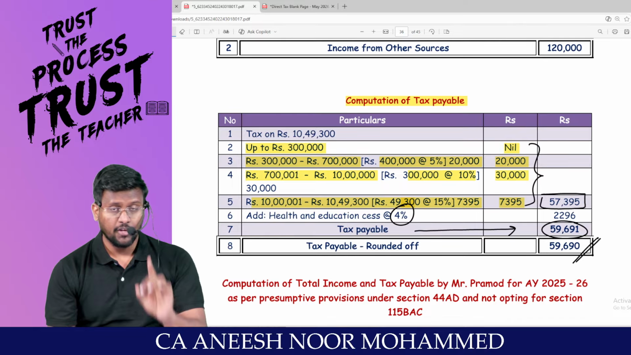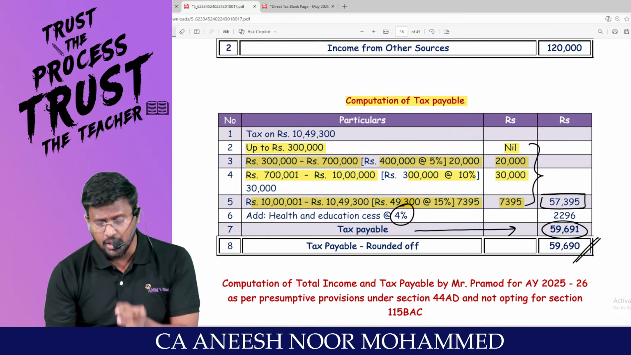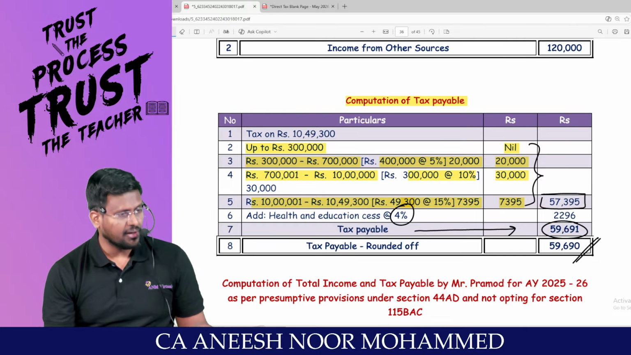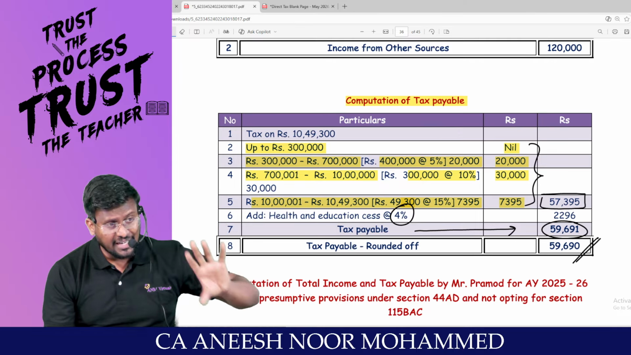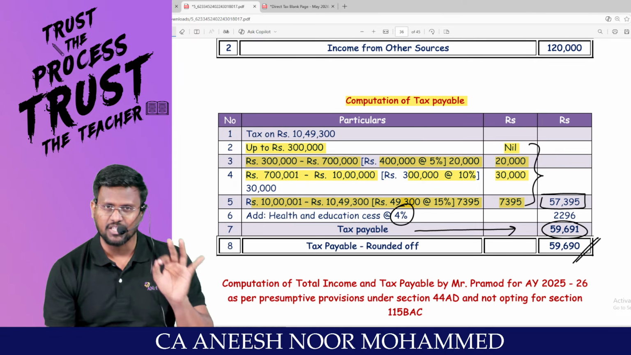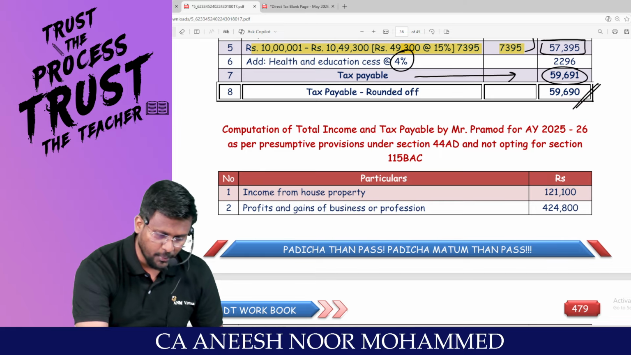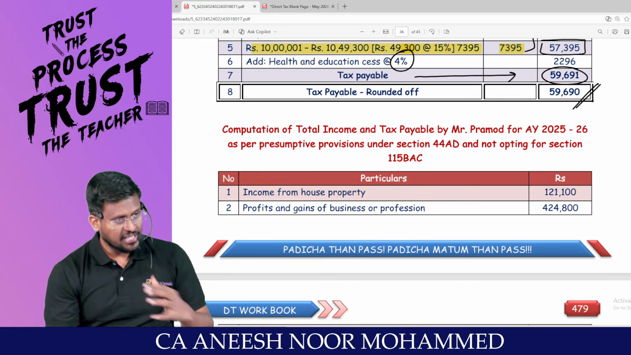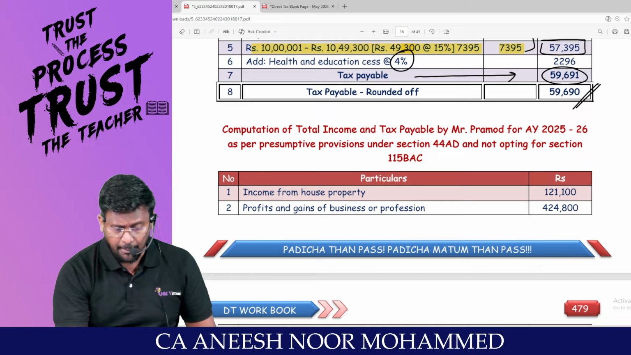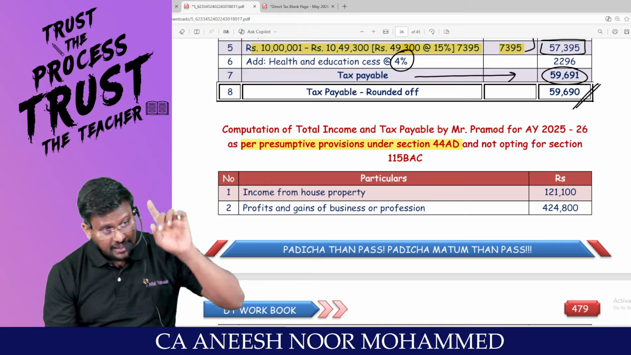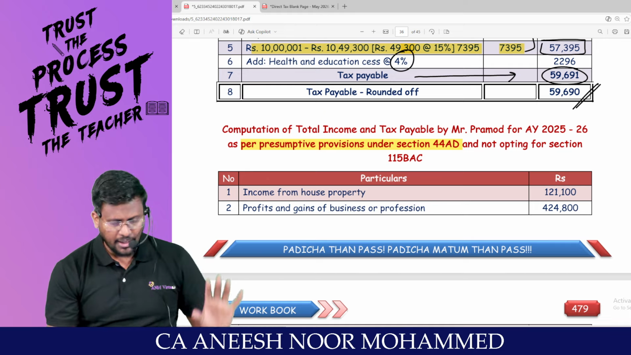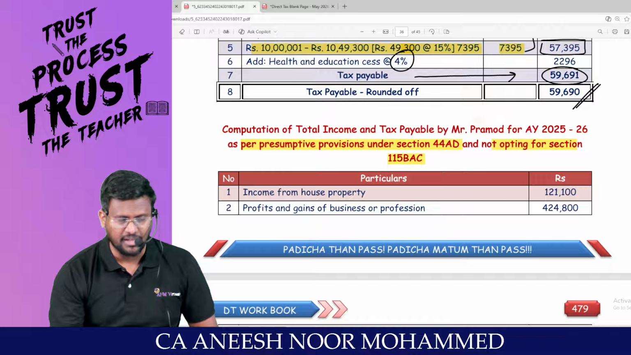Option number 1. If you calculate PGBP using normal provision, and if you calculate the ultimate tax payable under the default tax regime, this will be the tax payable. Now I'm moving into the second part. Sir, for the PGBP, I am going to use the presumptive taxation route. And for the ultimate route, I'm not going to travel through the default tax regime. I'm going to travel through the optional tax regime.